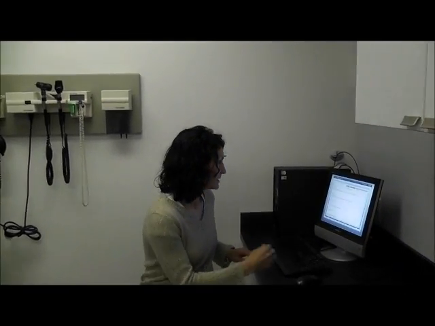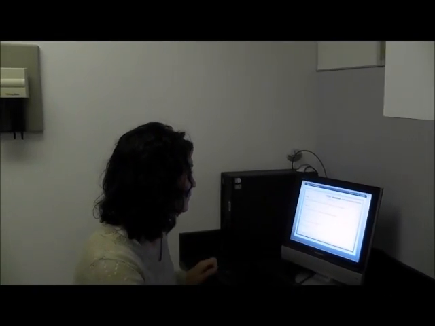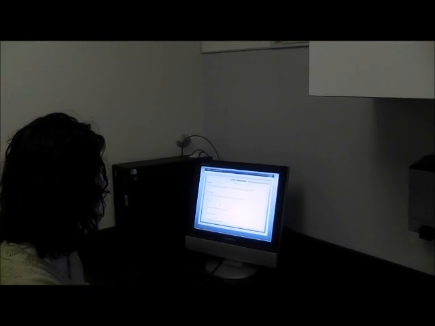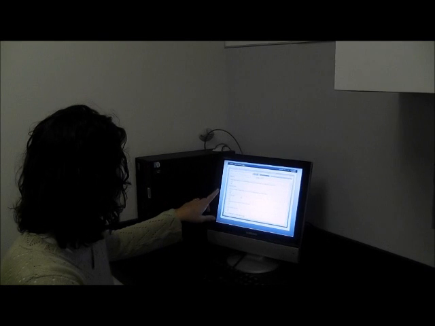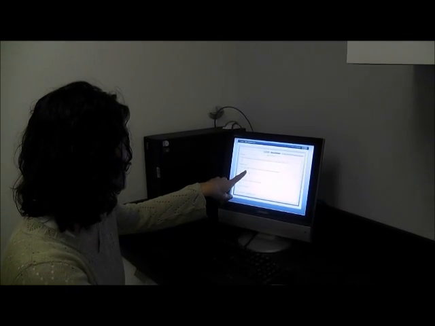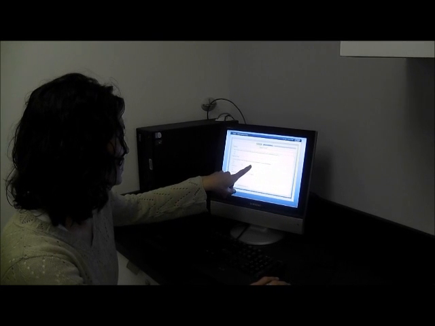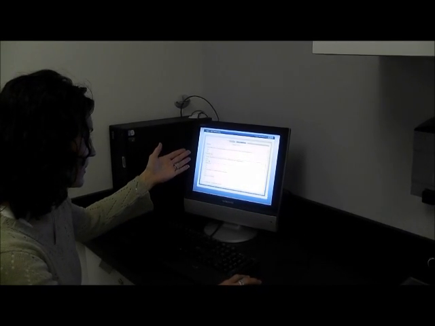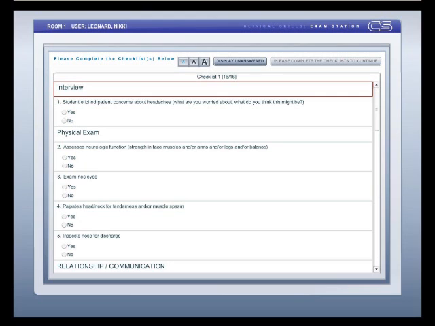So as the standardized patient, I'm coming over to the computer and filling out several questions on the checklist about the interview. For example, for the physical exam, did the student assess neurologic function, like the strength in face muscles or arms or legs or balance? And I just say yes or no whether or not the student did that.